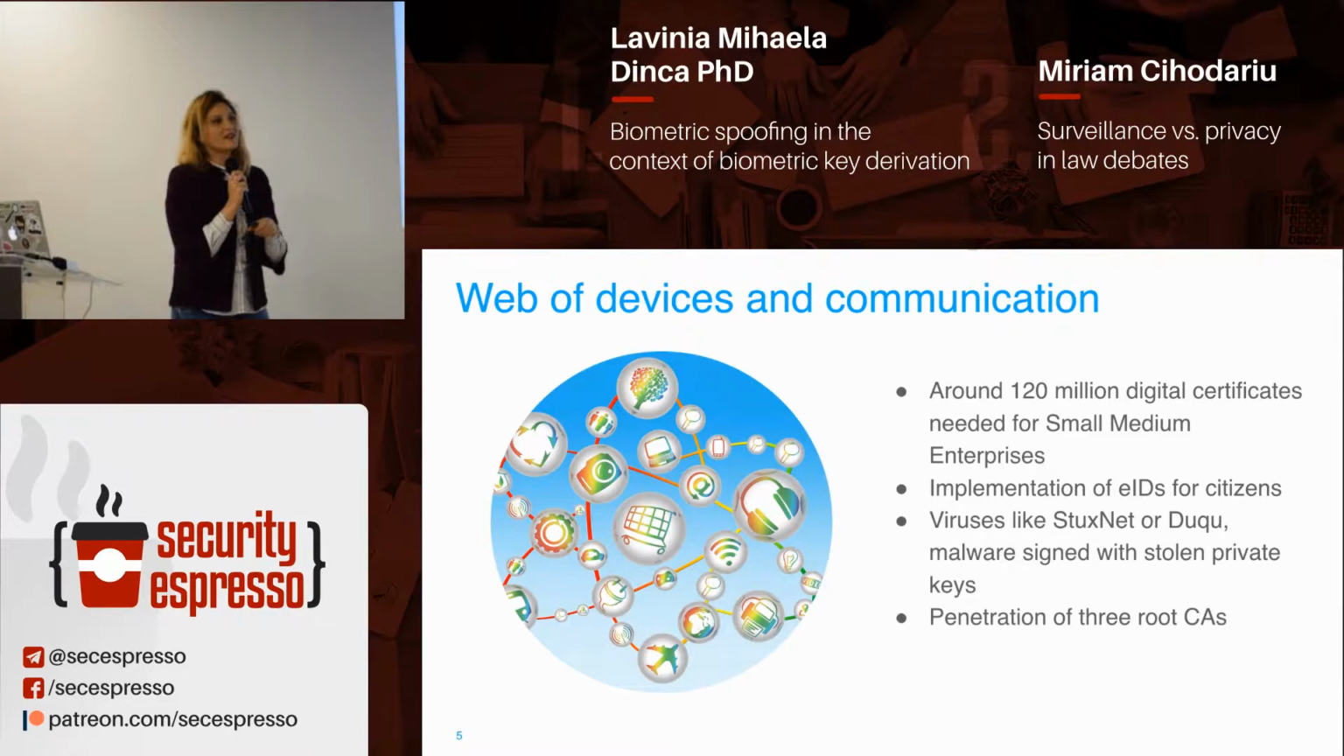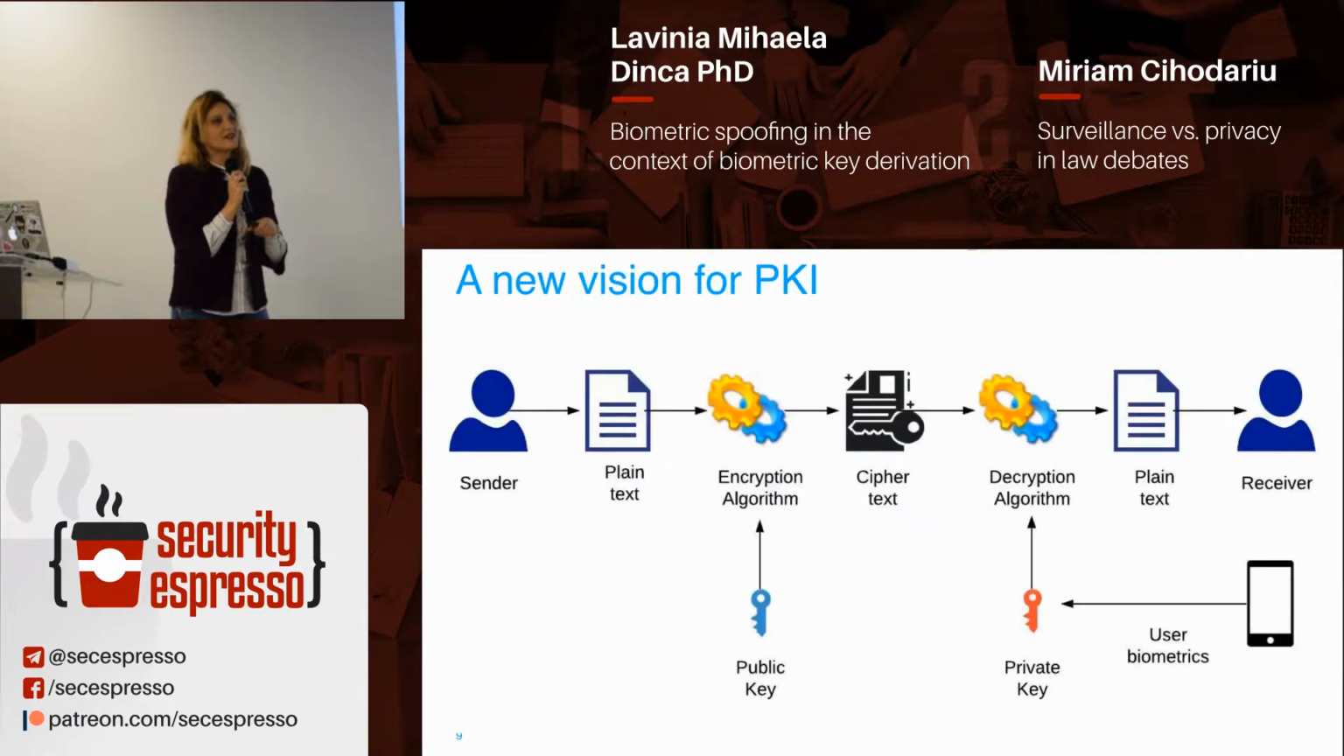Research into PKI has basically demonstrated that you can always generate the keys by using biometrics. What would change in the system? You see, it's the same standard PKI system. The only thing that would change is that the user will present his biometrics, let's say fingerprint and iris. And from these biometrics, the keys will be derived every time, the public and the private key. So the private key is never stored.